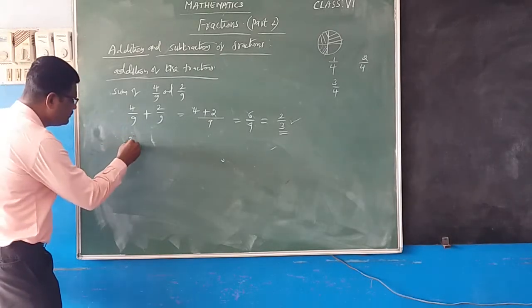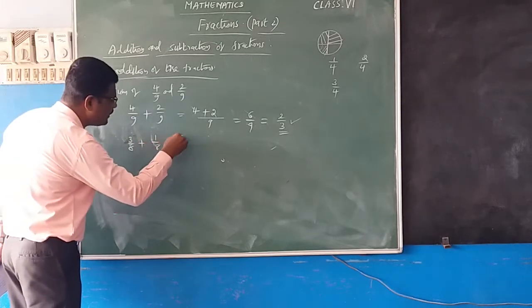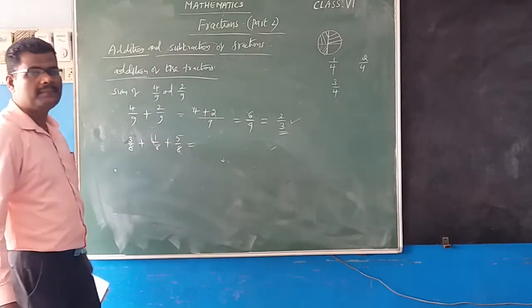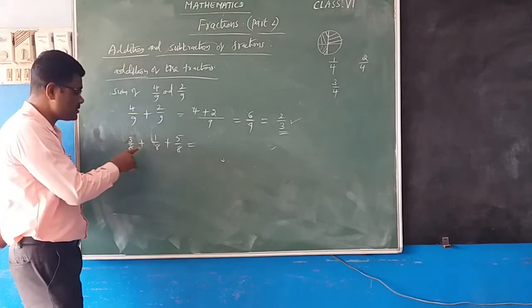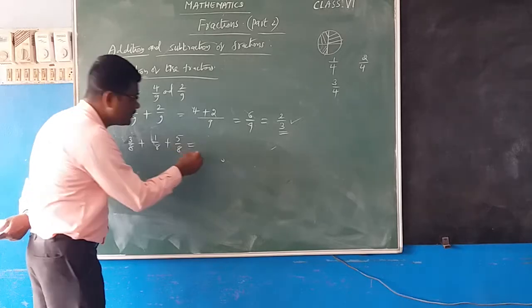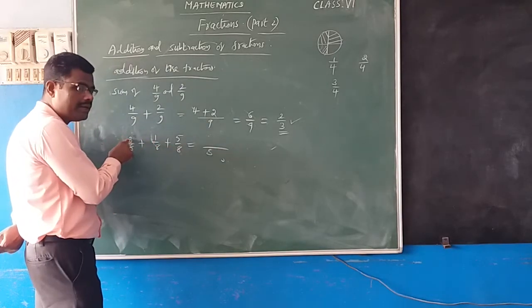3 by 8 plus 1 by 8 plus 5 by 8. How to find the sum? This is a fraction, no doubt, because the denominator is 8. So 8 is the LCM of these three.